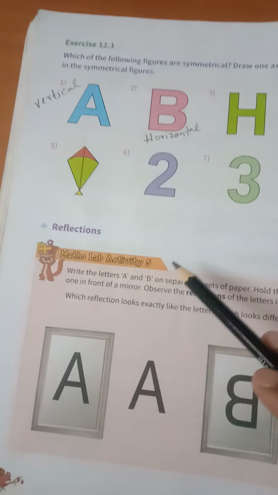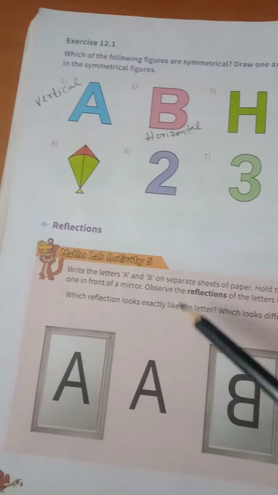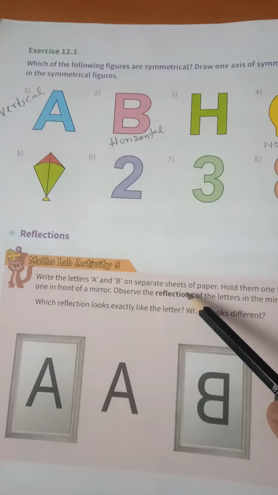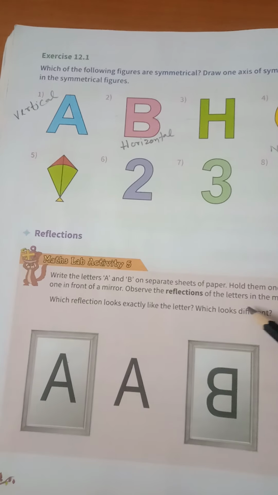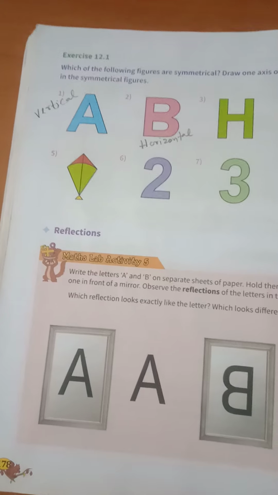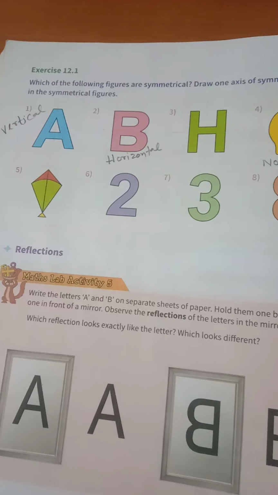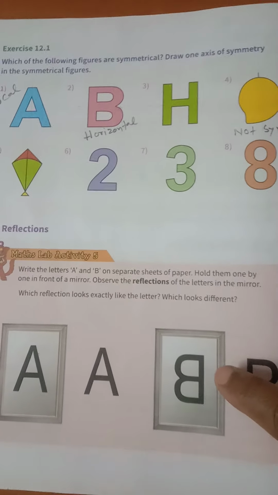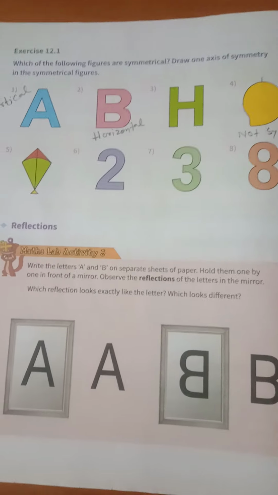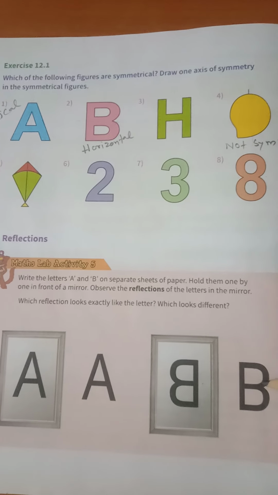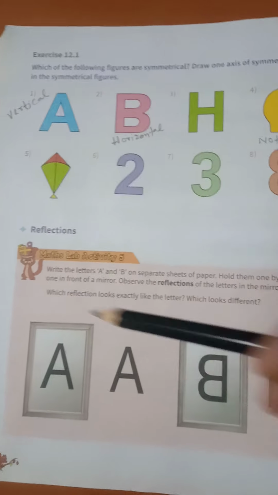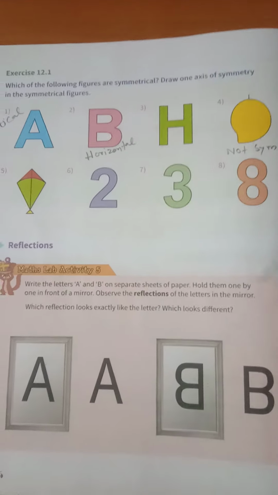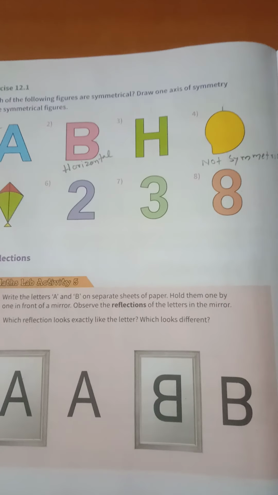Reflections, mathematics lab activity. Write letters A and B on a separate sheet of paper. Hold them one by one in front of a mirror. Observe the reflection of the letters in the mirror. Which reflections look exactly like the letter, and which look different? You do this in your notebook. You draw the mirror like this, and this is letter B, and this is its mirror reflection. This is letter A, this is its mirror reflection. In the mirror it will appear like this. So at home you do it.